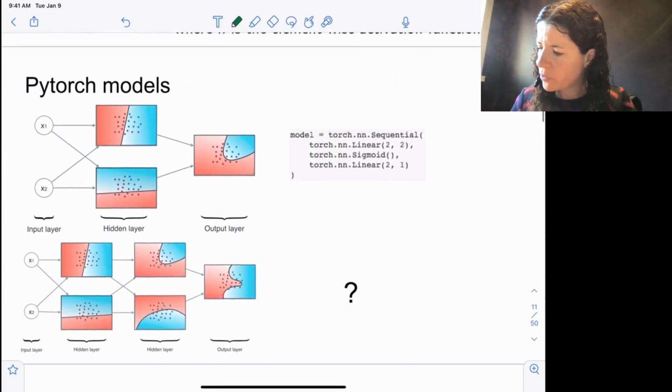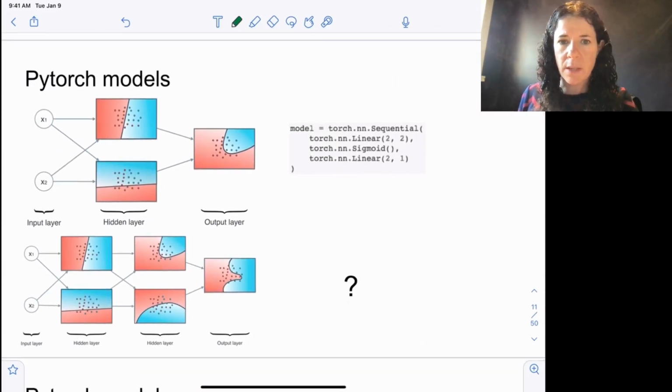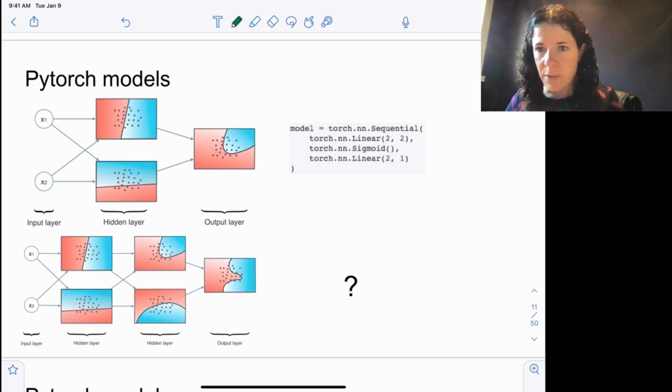So let's talk about the PyTorch models. We have already seen that if we have a network like the first one here, this is our PyTorch model. So how do we write a PyTorch model for the second network here? Let's think about that for a second. What we do is just write another layer, basically. So it would be something like this.